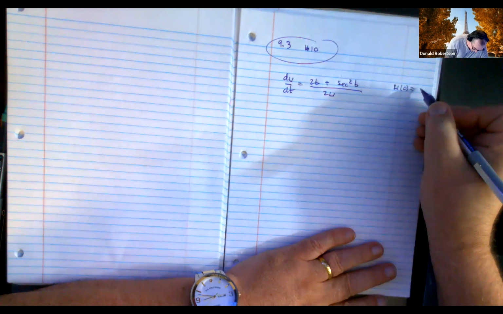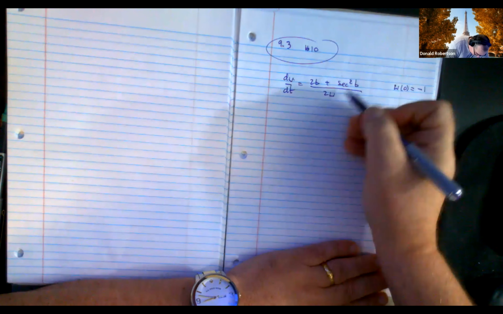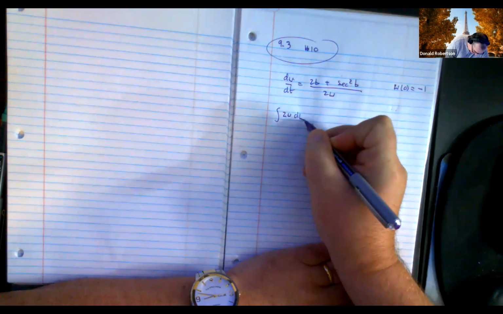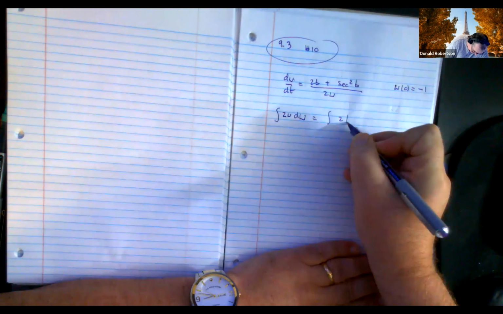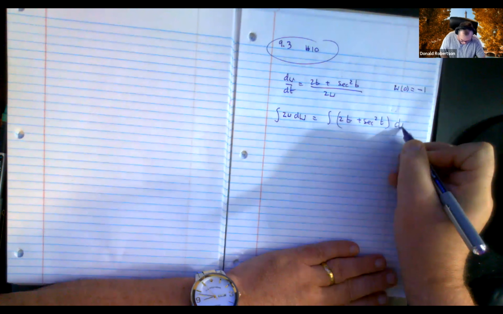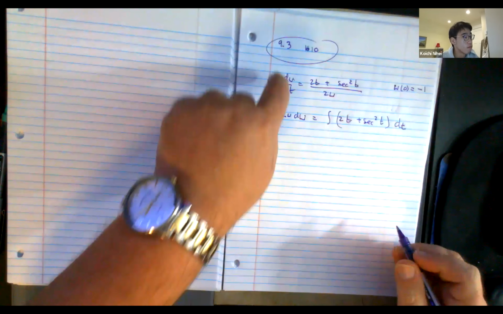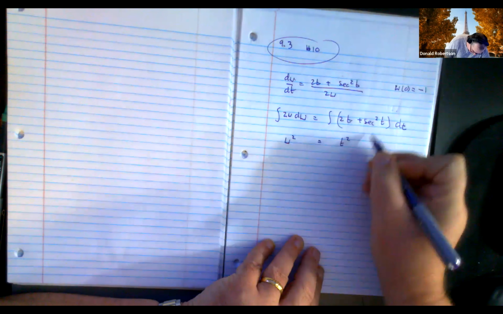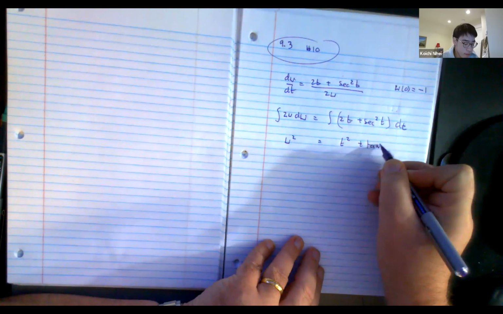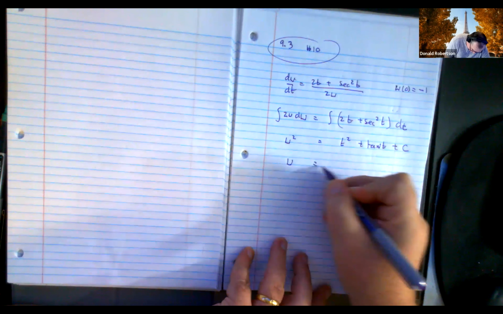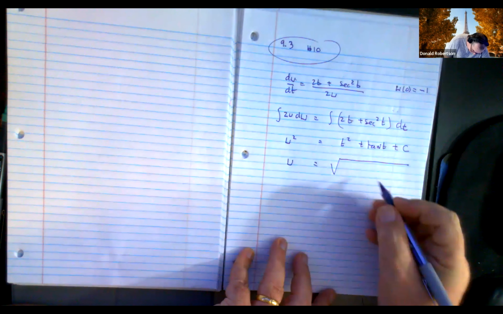Okay. So this one is already ready to go. It's ready to have variable separable done to it. So that one and that one, you comfortable about the crossover? Yeah. Okay. This is u squared, this is t squared, and that is tan t. And this gets the plus c. And then you would take the square root of both sides to isolate the u.